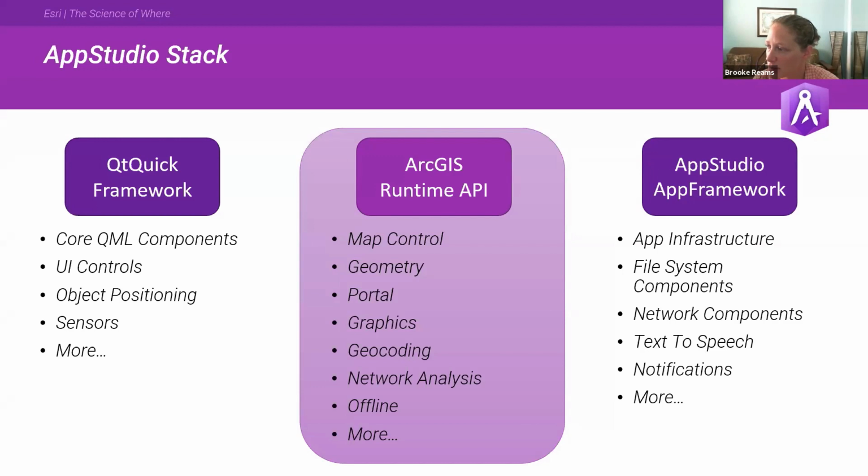And then what Erwin will talk about later in this workshop today is the third piece of the AppStudio stack, which is the app framework. I'll let him go into more details, but this is what the AppStudio team has developed, where they found gaps in the technology between what's missing in Qt Quick and what's also missing in Runtime and what was still needed, things like being able to do text to speech, for example, or give notifications. Those aren't things that are available in either of the other two items. So the AppStudio team has developed those to give a more complete feel for developing the apps.